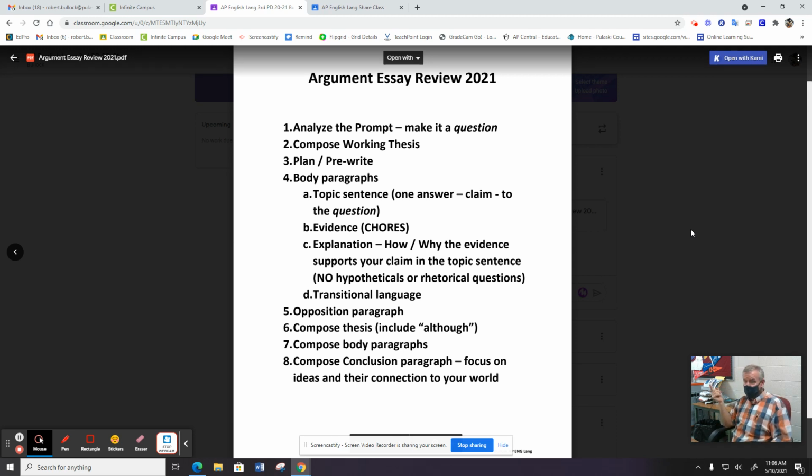Then you compose your working thesis. It's imperative that after you turn it into a question, you answer the question. And that is your working thesis. That's not your final thesis. Then we do our planning and our pre-write. Folks, this will be the most important 10 or 15 minutes that you'll spend on any essay, the planning and the pre-writing. Thinking it through, getting your ideas down on paper, getting it in an order that makes sense, and so on. Very important that you plan before you write.